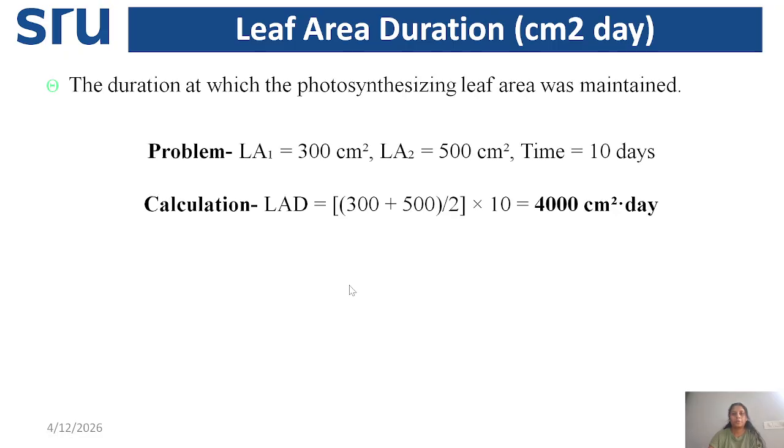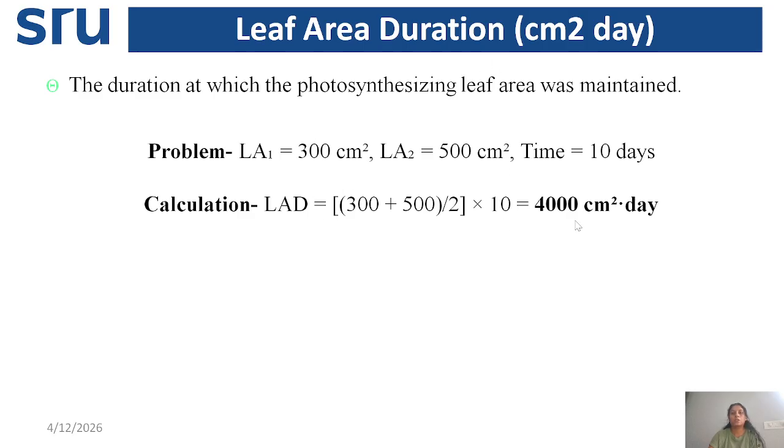So for example, if the leaf area at first is 300 centimeter square, and at the end of 10 days you come to know that the leaf area increased to 500 centimeter square. Then you need to take its average. So the average is around 400 centimeter square. After taking the average you need to multiply with the time or days. Then you will get 4000 centimeter square day. So this one is leaf area duration.